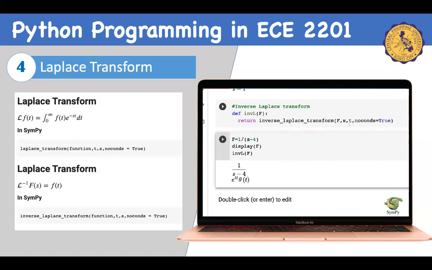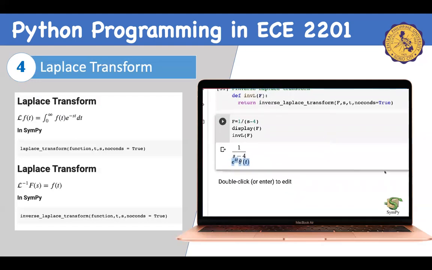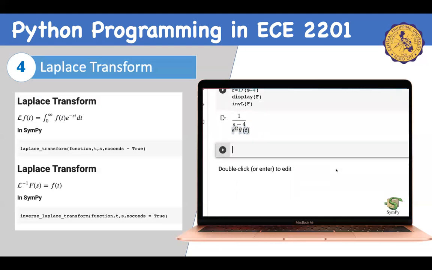So take note of theta t. That is actually your Heaviside or your unit step function. 1 over s minus 4 is e raised to 4t times u sub t. But in SymPy, it will give you theta t. So let's try this one.